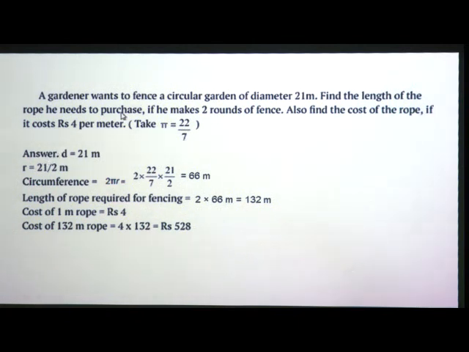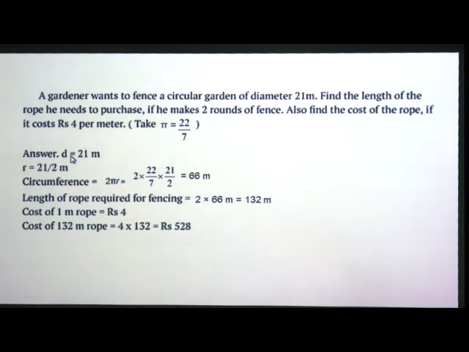So, what is given in the problem? We will just jot down here. The diameter is given, 21 meter of a circular garden. Now, what will be the radius? Radius is nothing but half of the diameter. So, 21 divided by 2 meter is the radius. Now you know what a diameter is and what a radius is. If you do not know, let me recall: the diameter is the longest chord of a circle which passes through the center of the circle.